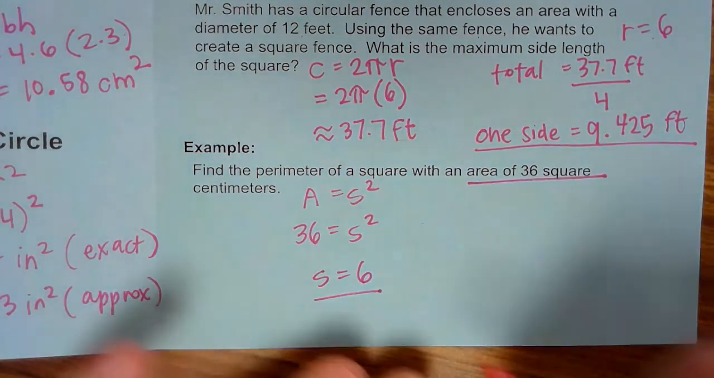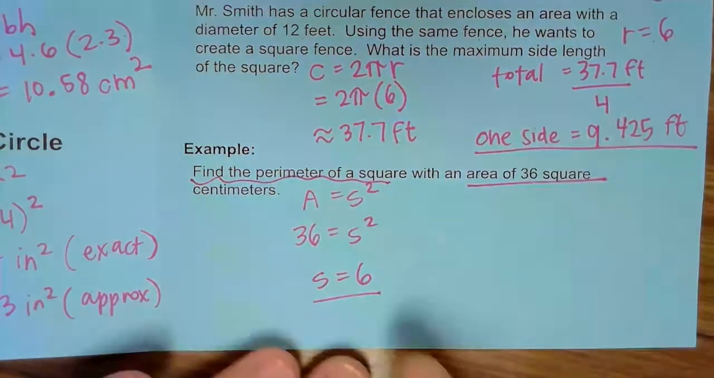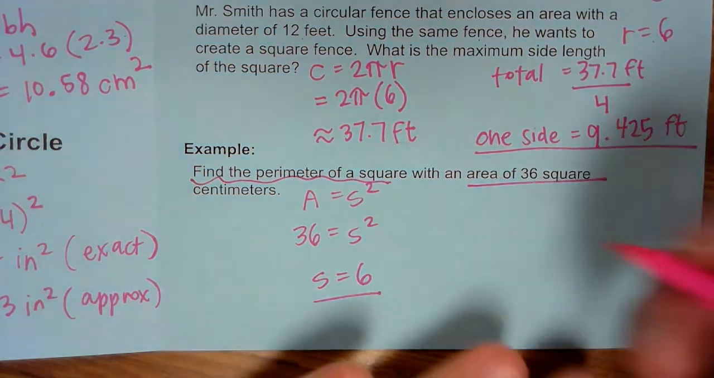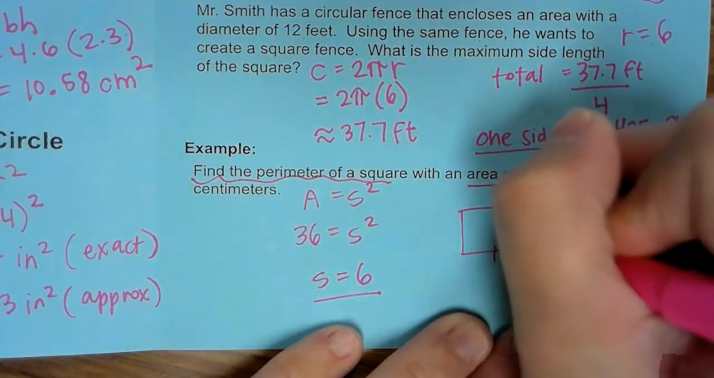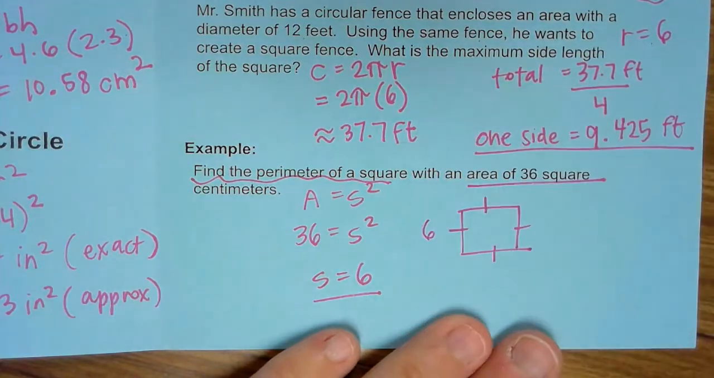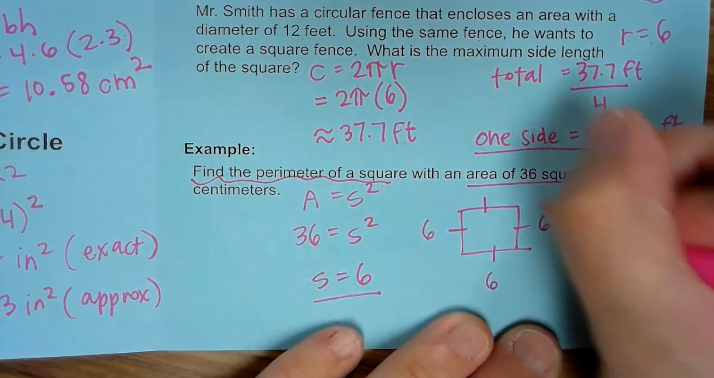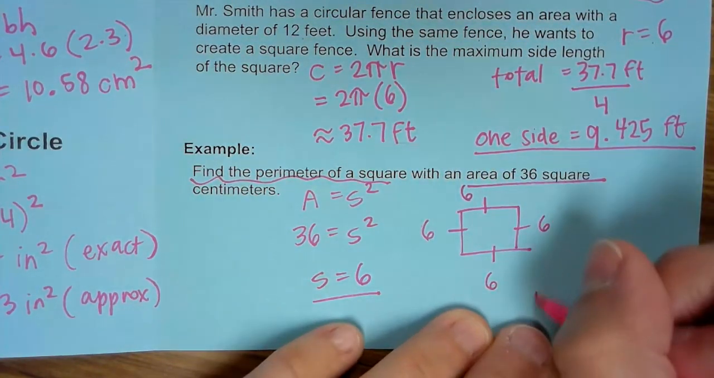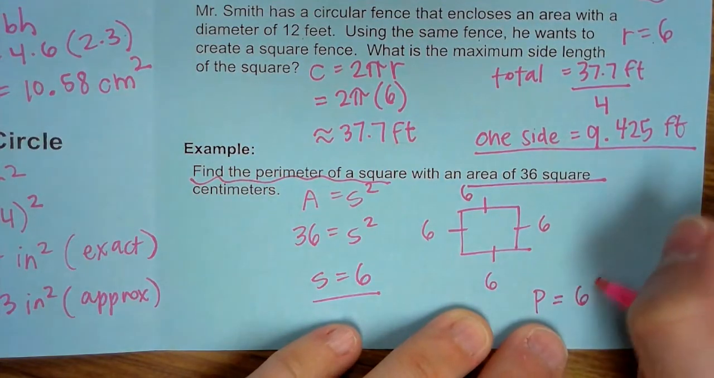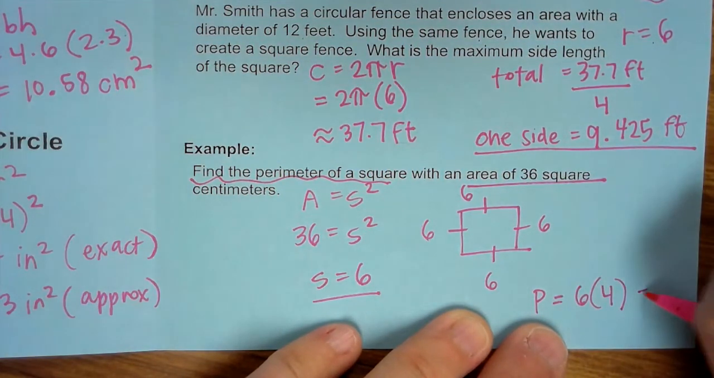The question, though, says, well, find the perimeter. Well, if one side of my square is 6, it's a square. All the sides are the same. So that means all my sides of my square are 6. The perimeter, 6 times 4 sides, must be 24 centimeters.